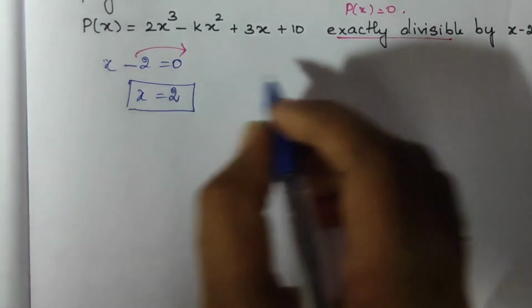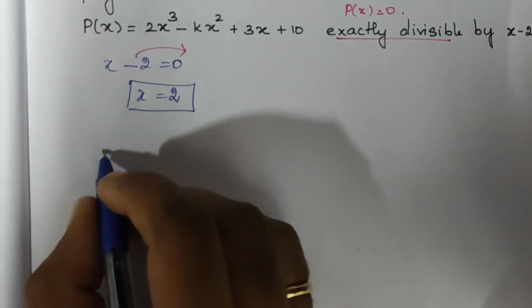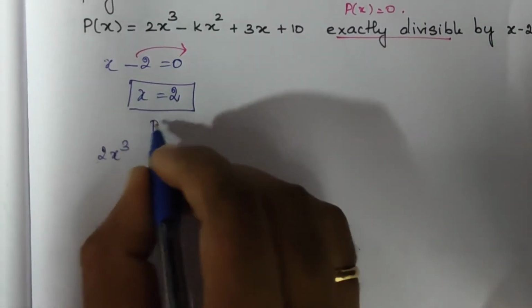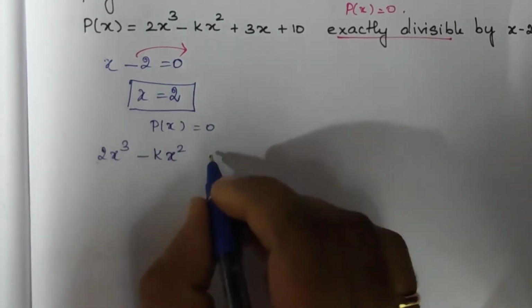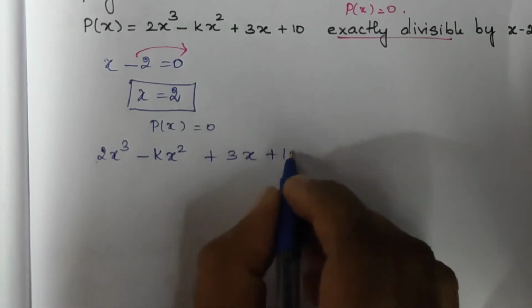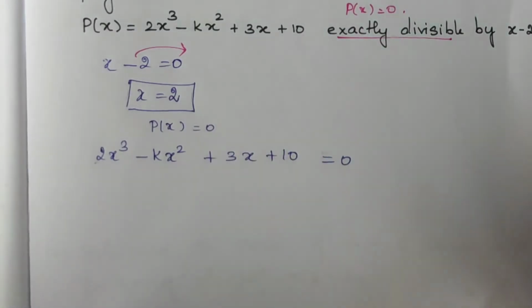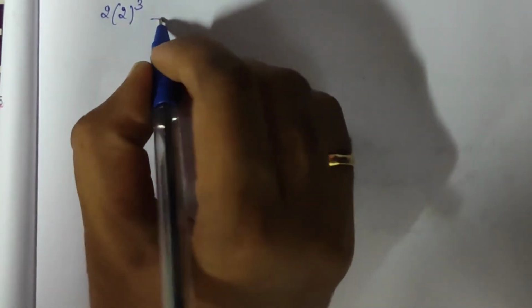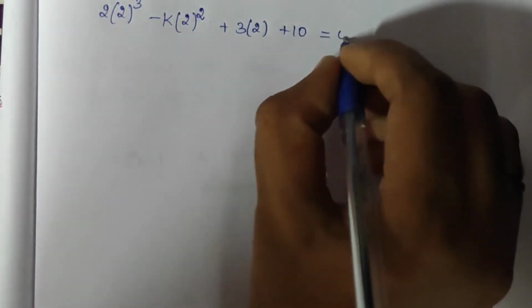Now since there is no remainder, p of x is equal to 0. Therefore, 2x cube minus kx square plus 3x plus 10 will be equal to 0, since it is exactly divisible. So now substitute x is equal to 2 in the place of x. So 2 into 2 cube minus k into 2 square plus 3 into 2 plus 10 is equal to 0.